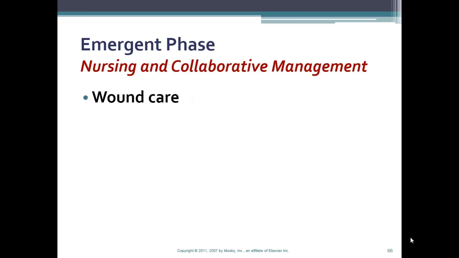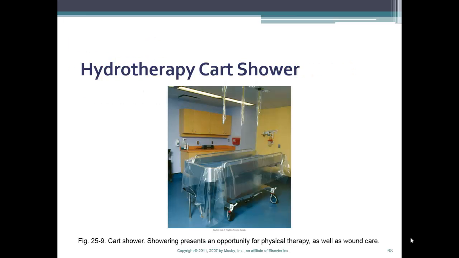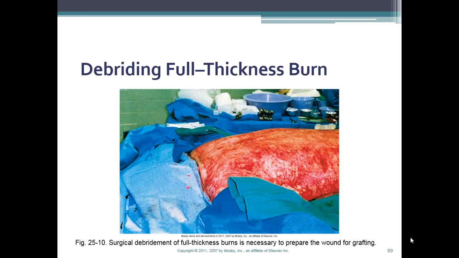The wound care should always be delayed until you stabilize the airway and ensure that the patient has adequate circulation. Cleansing can be done in a cart or in a shower or in the bed. The patient may need debriding, and this is removing the loose necrotic skin. This can also be done in the OR. This is a picture of the hydrotherapy shower. Debridement of a full thickness burn.